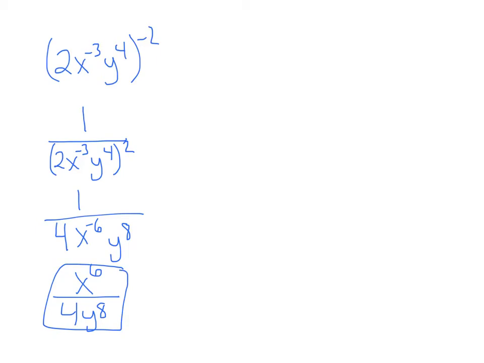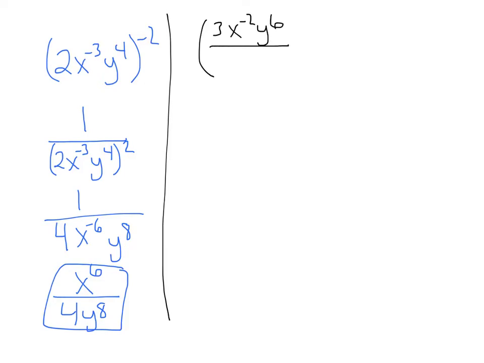Let's try another one. Let's say, how about we go with one with a fraction? So let's say we have 3x to the negative second, y to the sixth, over 6x to the fourth, y squared. And we'll raise all of this to the negative third power. That's going to be a doozy, let me tell you what. But I think you guys can handle it.